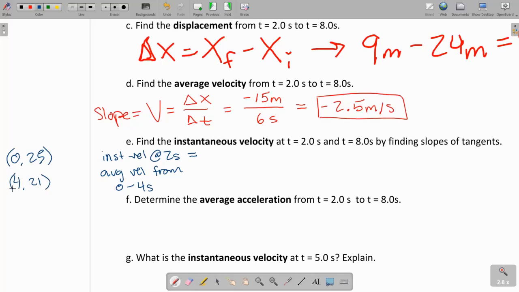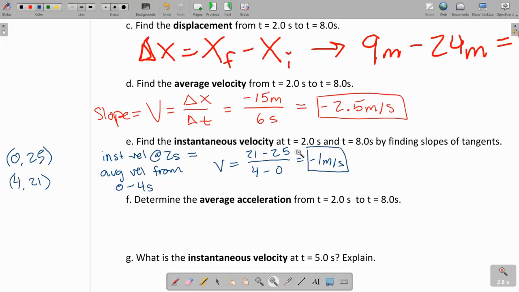So if we use this, and we remember the slope of the line is the velocity, so that is going to be the change in position over the change in time, which our final position would be 21 meters. So 21 meters minus 25 meters divided by 4 seconds minus 0 seconds. That is going to give us -4 divided by 4, which is -1 meter per second.